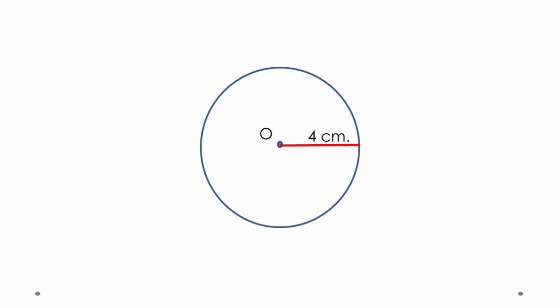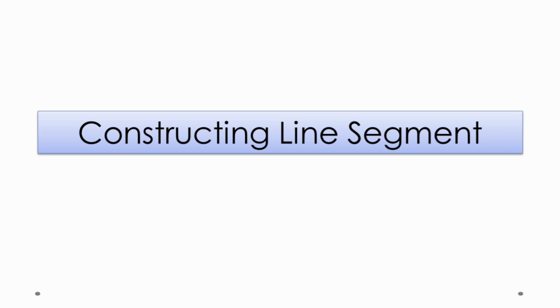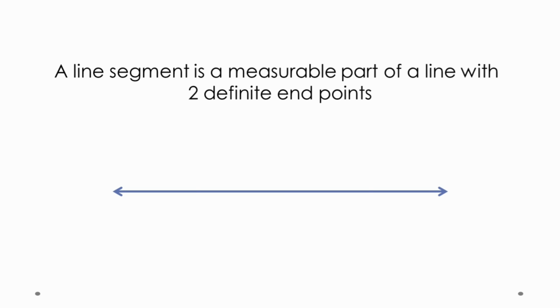Let us see how we can make a line segment with the help of a compass. A line segment is a measurable part of a line with two definite endpoints. To draw a line segment measuring 5 centimeters, draw a long line L and mark a point X on it.